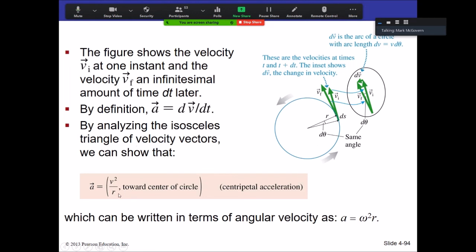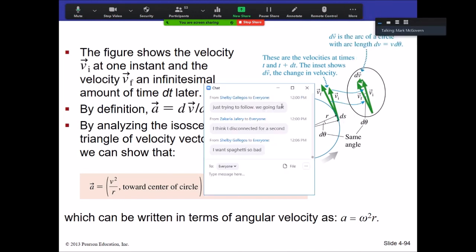Now, I'm not going to get much into the derivation of this equation. Your textbook clearly does it. It's a strange derivation. I don't think it adds to your understanding of the problem, so I don't typically go through the derivation of it.